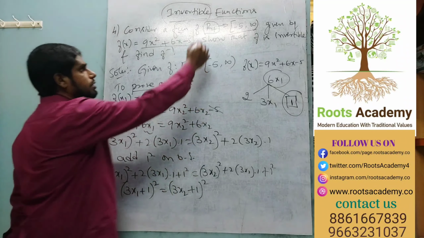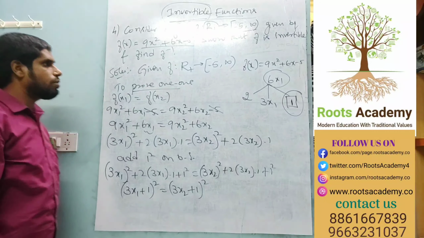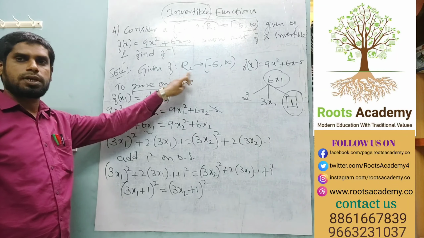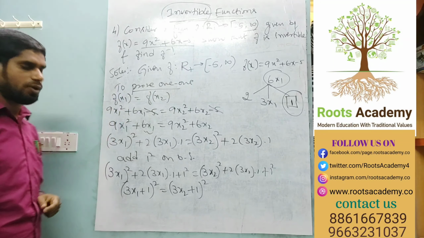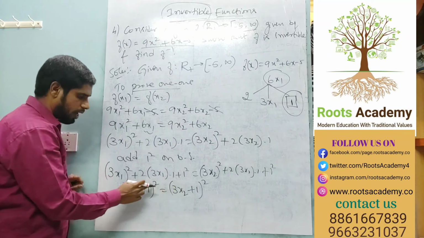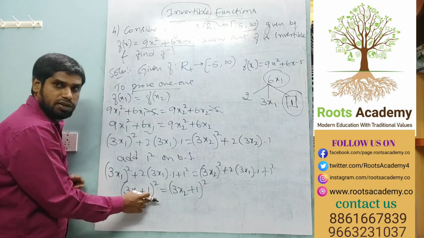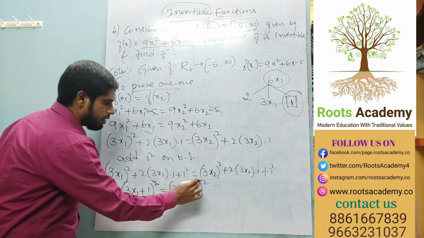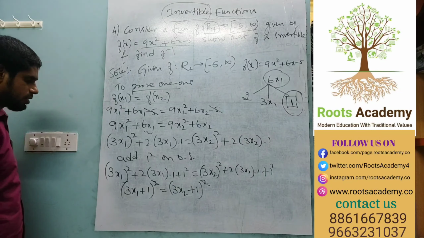Now student, here the domain is positive real numbers. There are no negative numbers in our domain. So though it is a quadratic equation, though it has a square, it doesn't deal with any negative numbers. So both sides, square and square, get cancelled.